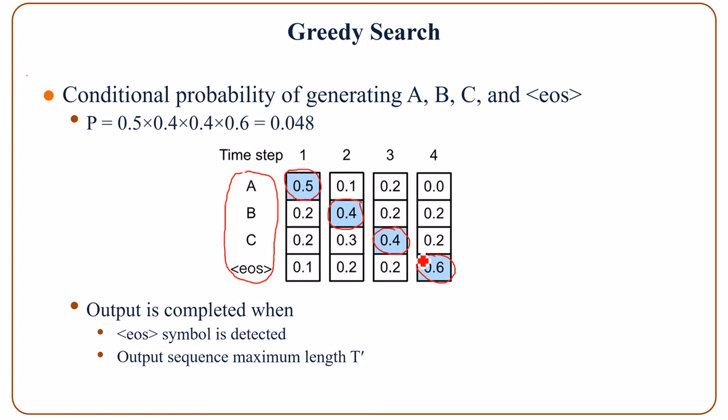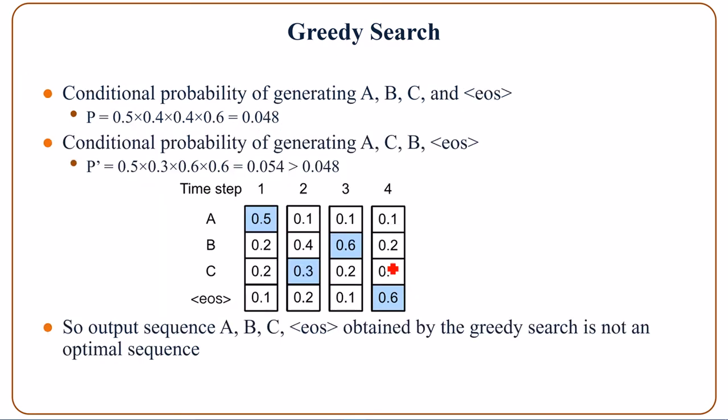At each time step, greedy search selects the word with the highest conditional probability. So then eventually we have the output sequence A, B, C, and EOS. The conditional probability of generating the sequence A, B, C, and EOS is this. We multiply the probabilities together, and what we have is this. Now take a look at another example.